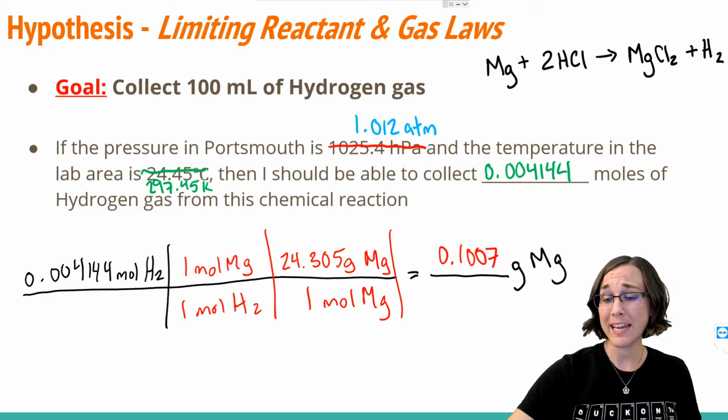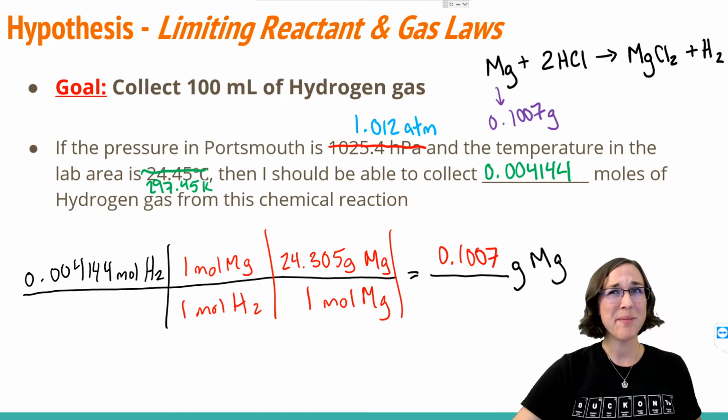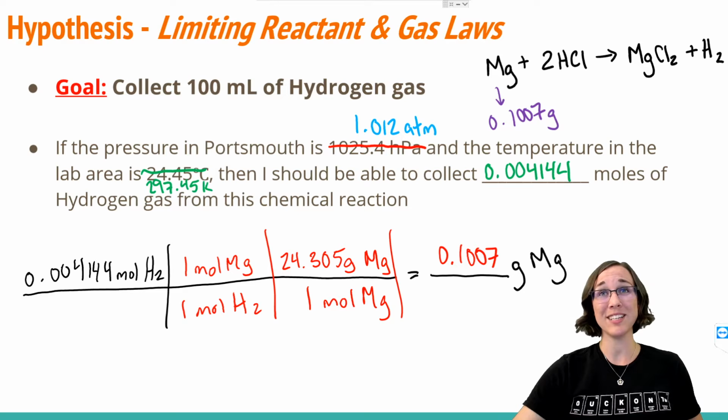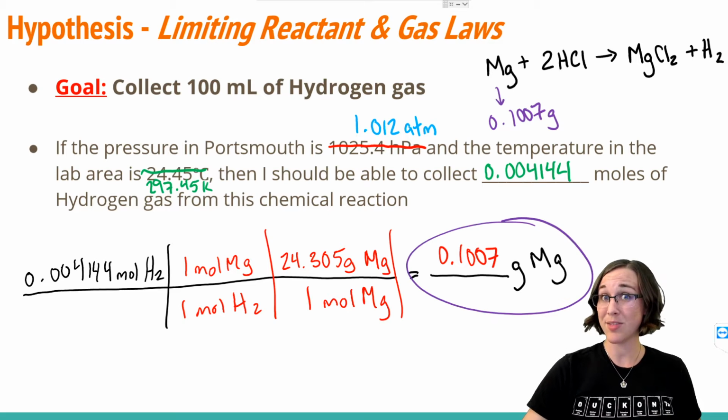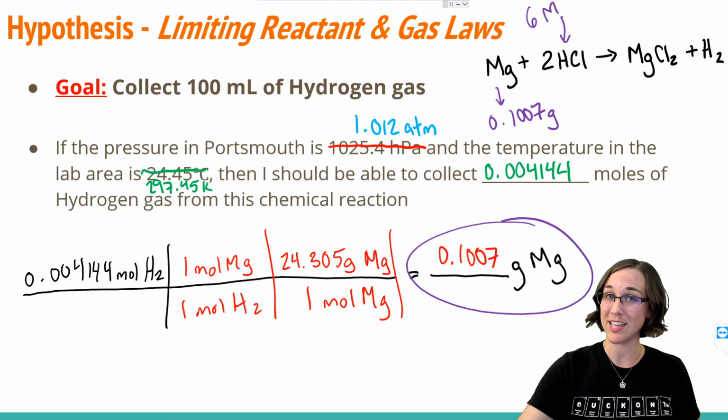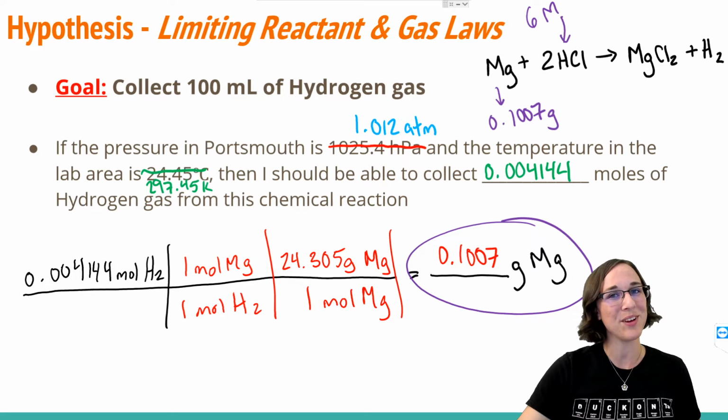So we know we need at least 0.1007 grams of magnesium to mass out. But then how much HCl do we need to fully react with that much magnesium? Well, if we just convert our grams of magnesium to now the milliliters of HCl we need to use, using the molarity of 6 molar HCl, we can calculate for just that. Go ahead and pause the video now and see if you can figure it out.